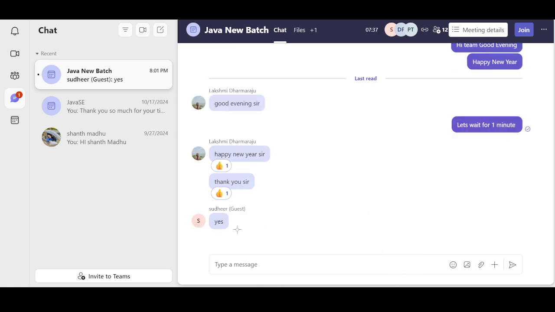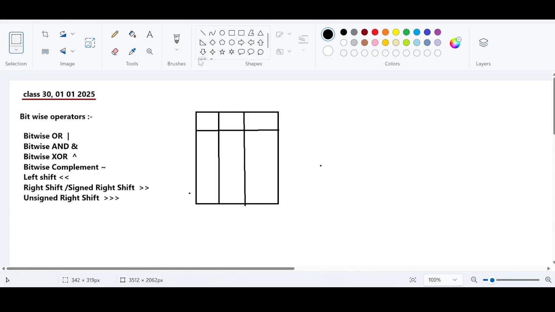Right. So yesterday we were discussing the bitwise operators. Unfortunately there was a power disruption, so I was not able to continue further. Today we will continue from where we left off yesterday. I was telling you about the bitwise OR operator. We have just started to understand the bitwise OR operator. So this one.